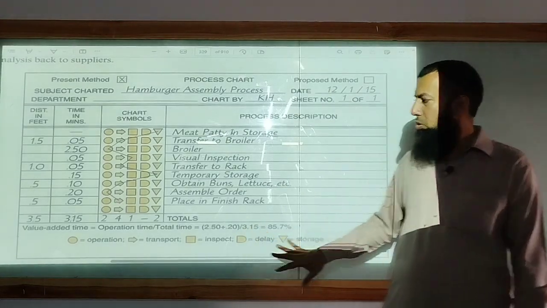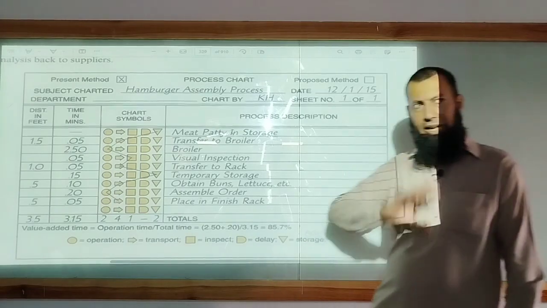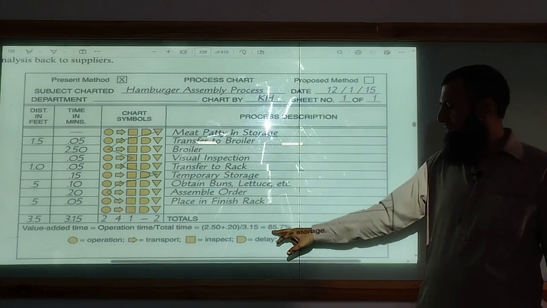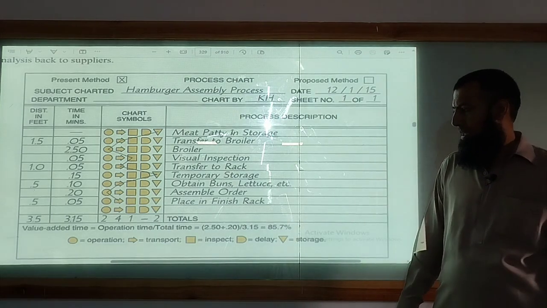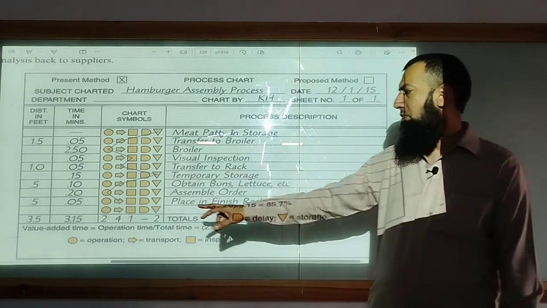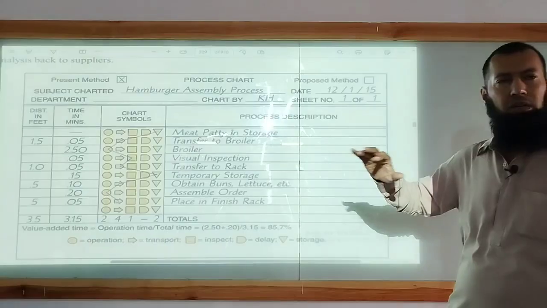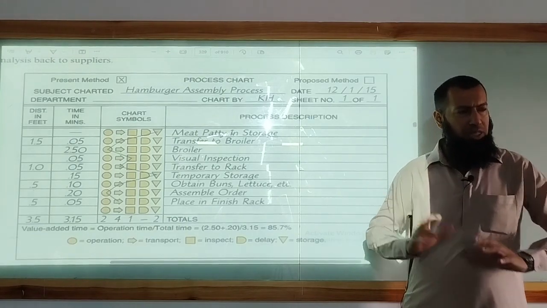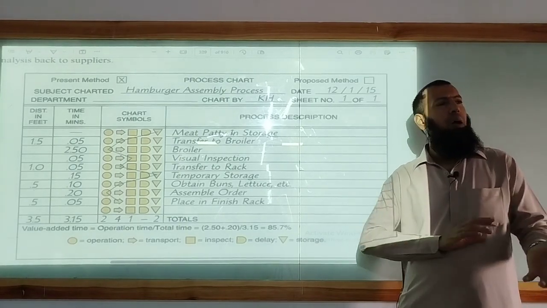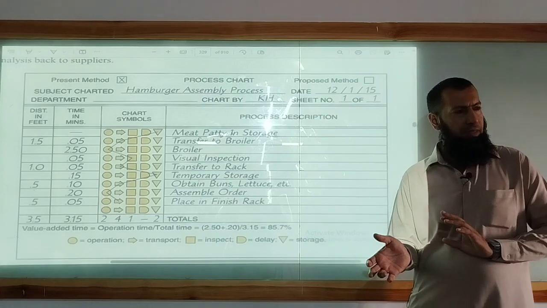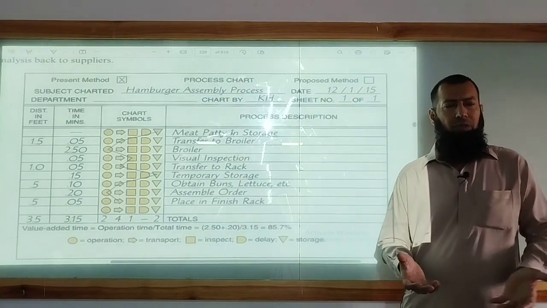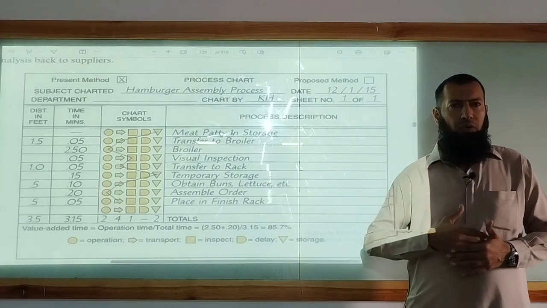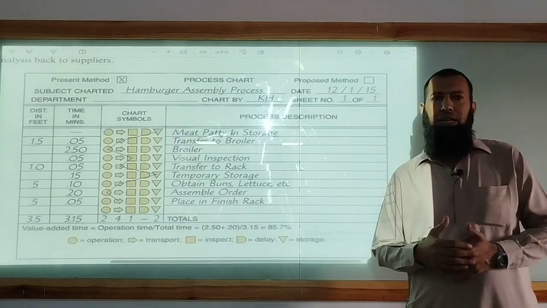So in this chart, at the end you take out the value added time. What is the value added time? That is 85.7%. The value added time is the time in which you keep adding value. So over here we do not count the transportation, the movement of the product, because movement of the product never increases the value of your product. Getting the point? When you move a product from one place to another place, it never increases any value.